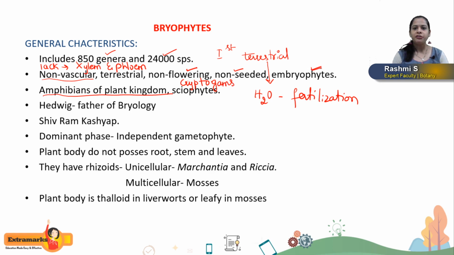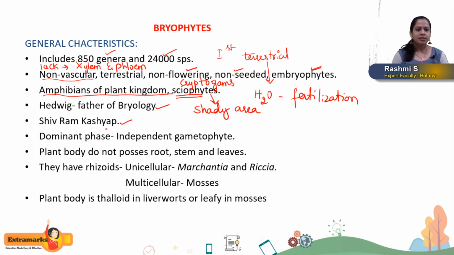But they are embryophytic plants. These are the first terrestrial plants to evolve on Earth. And if they are terrestrial, they actually need shady places for their growth. Hence, they are also called sciophytes, that means the plants which grow in shady areas. Hedwig is rightly regarded as the father of bryology. Bryology is the study of bryophytes. Then Shivram Kashyap is rightly regarded as the father of Indian bryology.